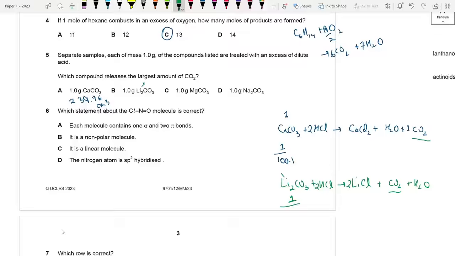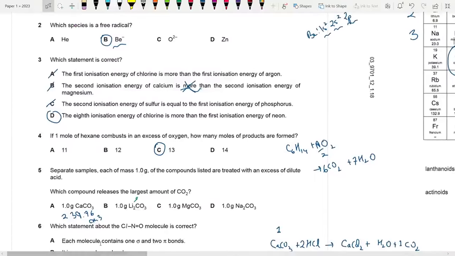So let's find out the MRs. The lower the MR, the greater the number of moles, right? So the one here with the lowest MR should be the correct answer. So let's check lithium carbonate. CO3, it is actually 16 times 3 plus 12, which is 60.